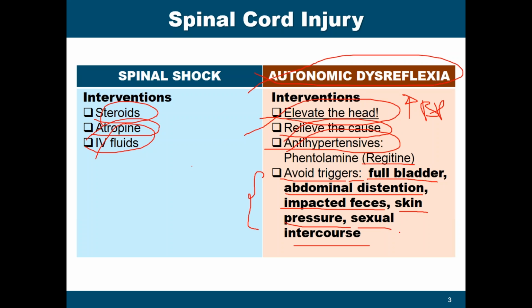Now you have to be careful a little bit about this because in the NCLEX you might think that the first thing that you have to do when you find out your patient has autonomic dysreflexia is to check the patency of the Foley catheter, or to check for the possibility of impacted feces. But what you have to think first is this is an emergency and the priority is to elevate the patient's head. So that's one thing that's very important that you have to remember.